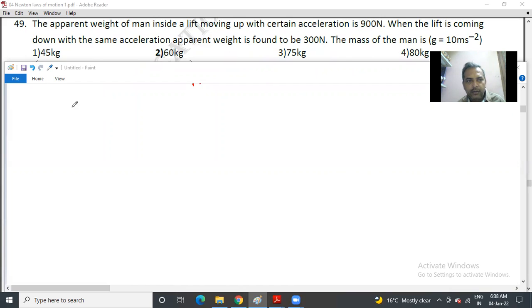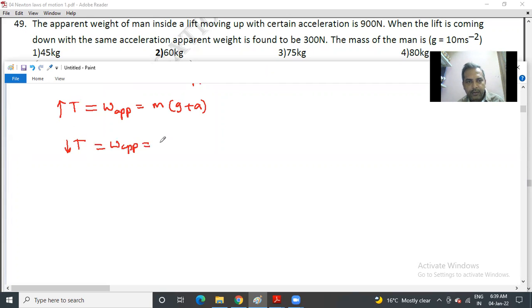So just now we have written that apparent weight or tension while going upwards, T is equal to W apparent, that is equal to M of G plus A. Now while coming downwards, T is equal to apparent weight is equal to M of G minus A.